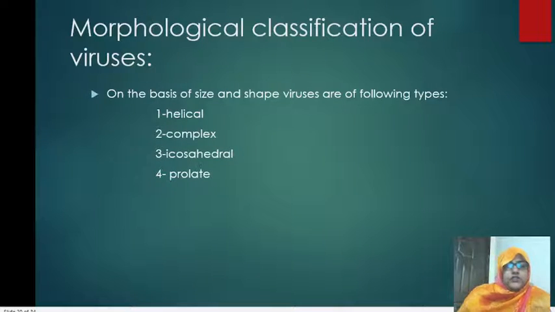Morphological classification of viruses. On the basis of size and shape, the viruses are of the following types. They may be helical, complex, icosahedral, or prolate. Four different shapes: helical shape, complex shape, icosahedral shape, and prolate shape.